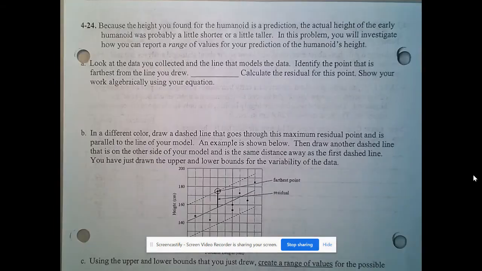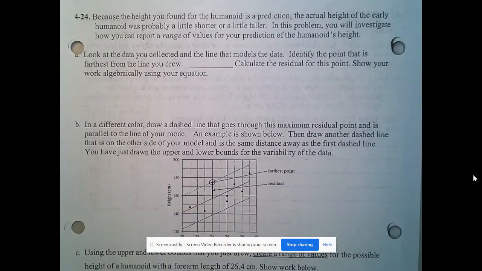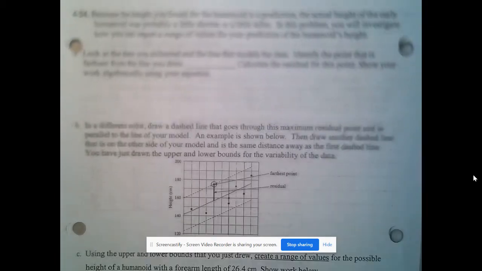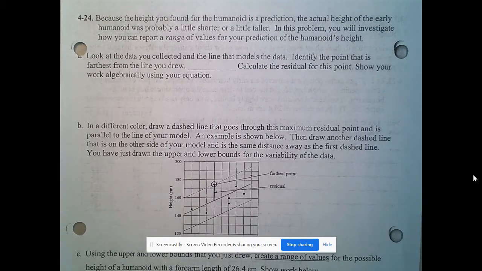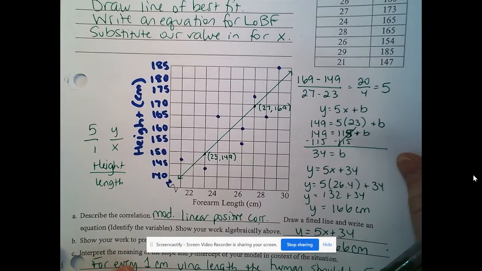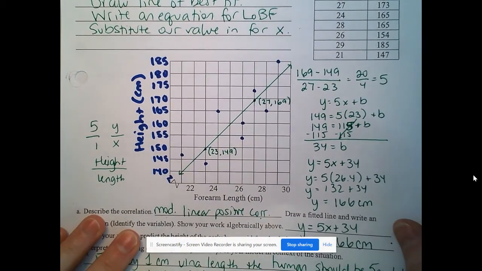All right. Because the height you found for the humanoid is a prediction, the actual height of the early humanoid was probably a little shorter or a little taller. In this problem, you'll investigate how you can report a range of values for your prediction of the humanoid's height. So everything we did on the front, review from 411 and 412. Look at the data you collected and the line that models the data. Identify the point that is farthest from the line you drew. Now, very, very important, farthest from the line you drew, and you're always going directly above or directly below.